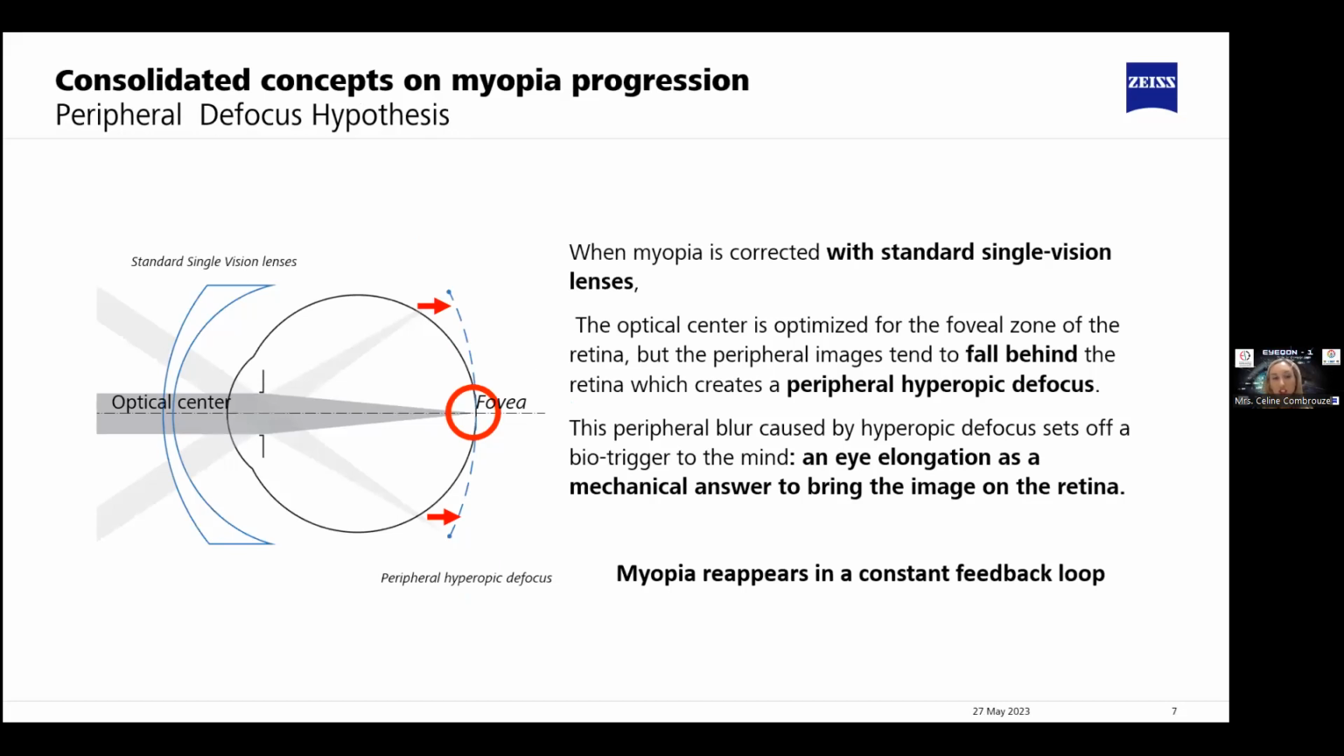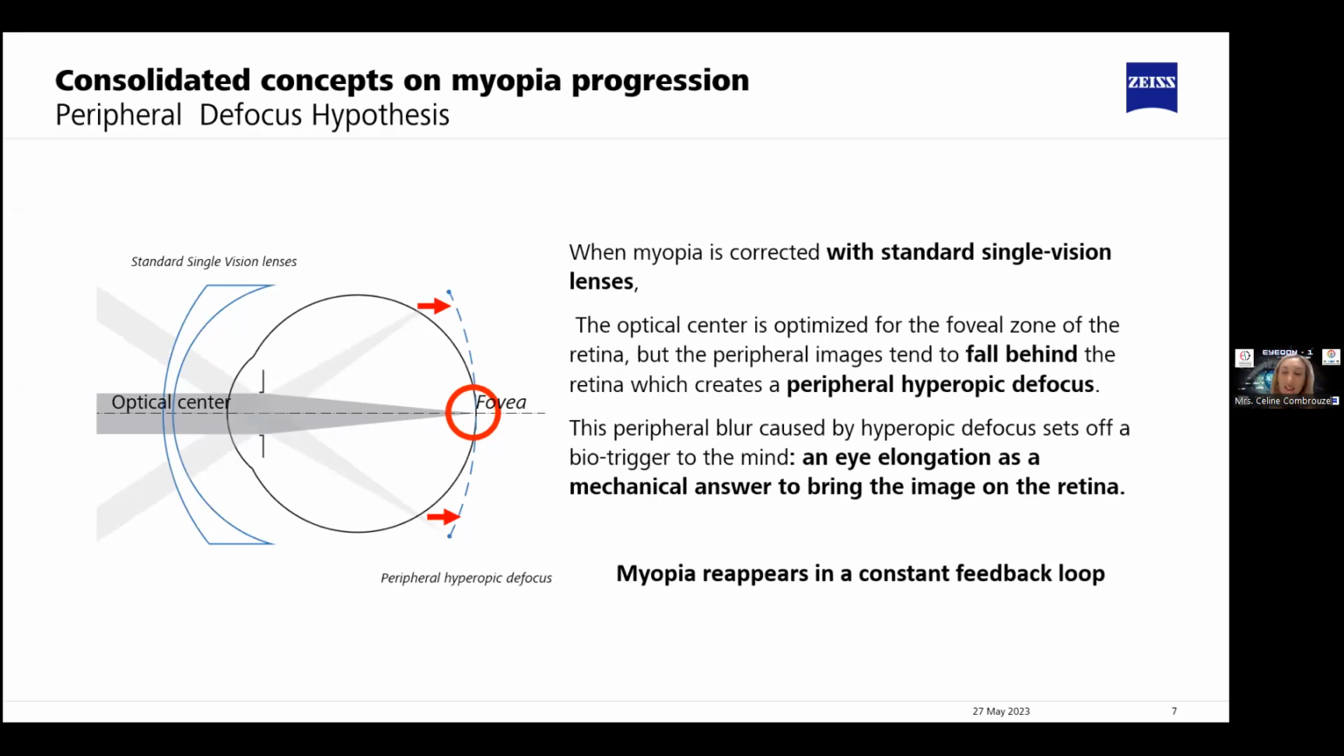This is a child wearing a single vision classic lens. All the rays going through the optical center are directly going to the fovea. Unfortunately, all the rays coming from the peripheral part of the lens are not going to the fovea, to the retina, but behind it. This is what we call a peripheral hyperopic defocus.